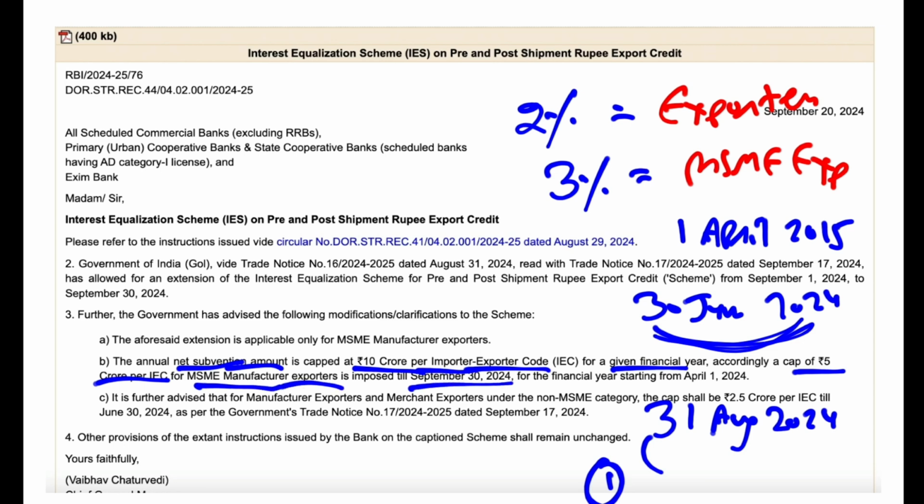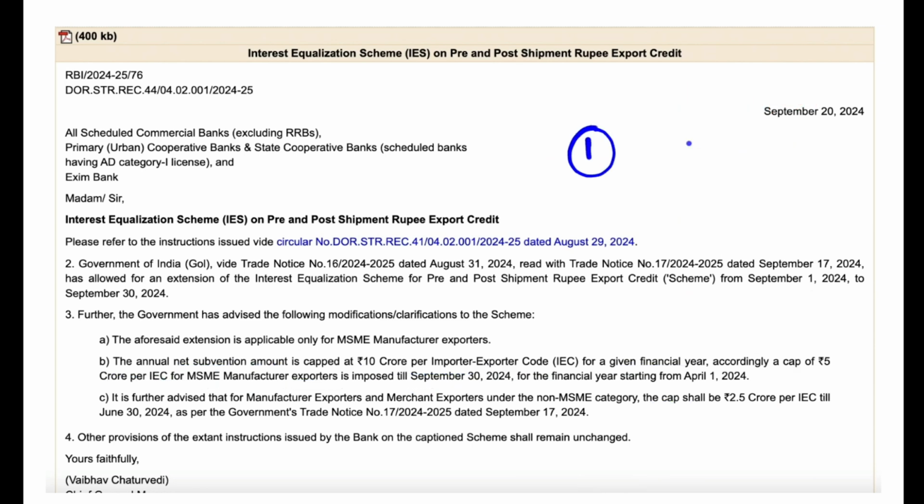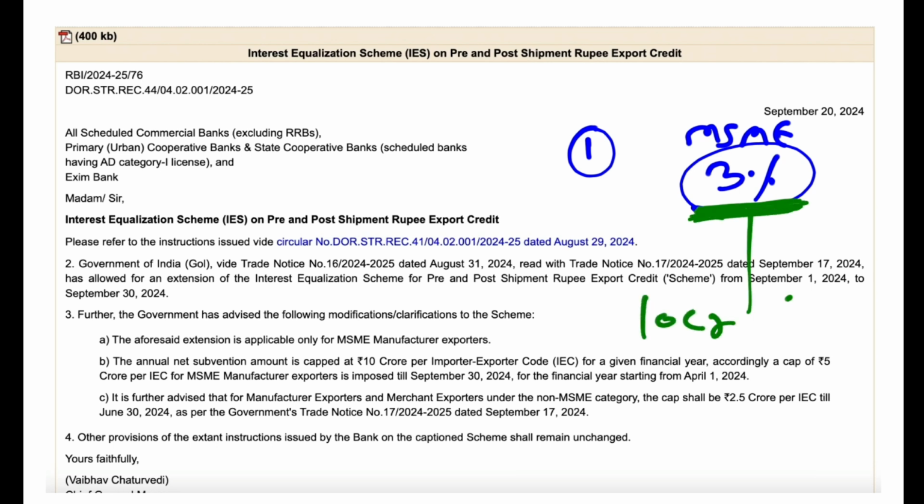So what happened was, in 1 year, look, MSMEs can take a loan and they will get 3% interest subvention, which means they have to pay 3% interest less than a normal person who is taking a loan. So this benefit of 3% can be maximum 10 crore in one financial year. That is in the financial year 25.